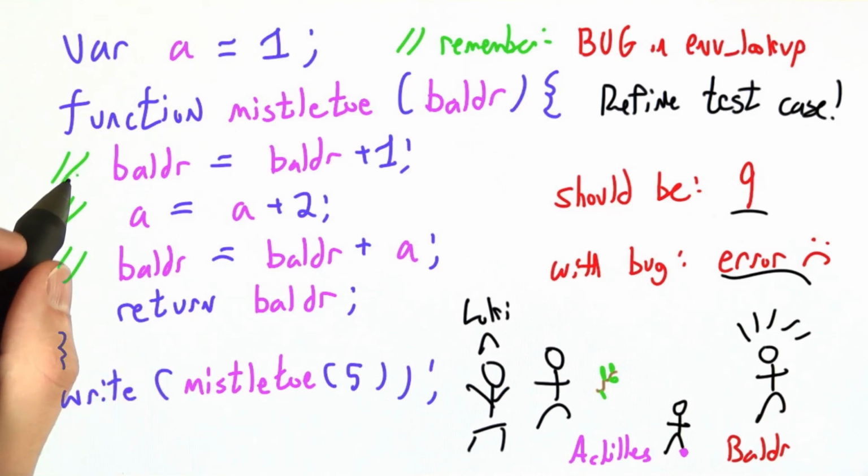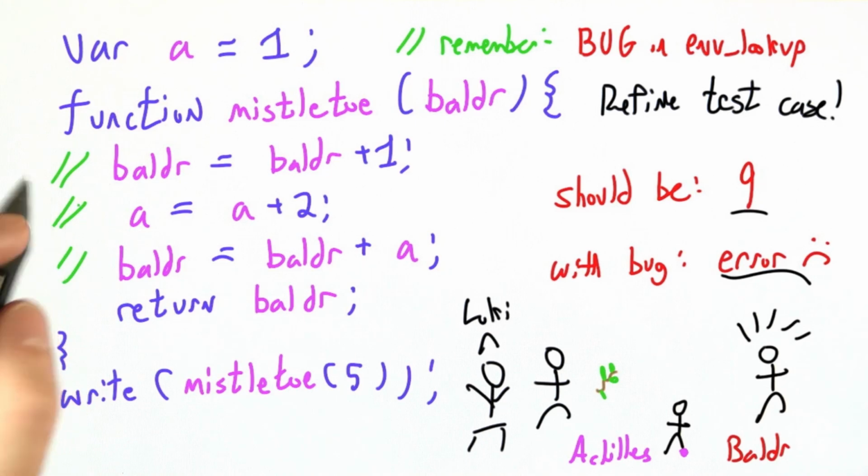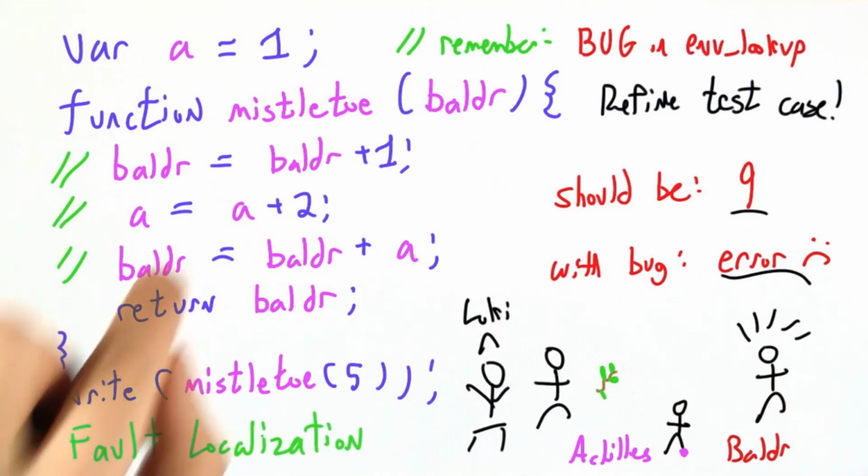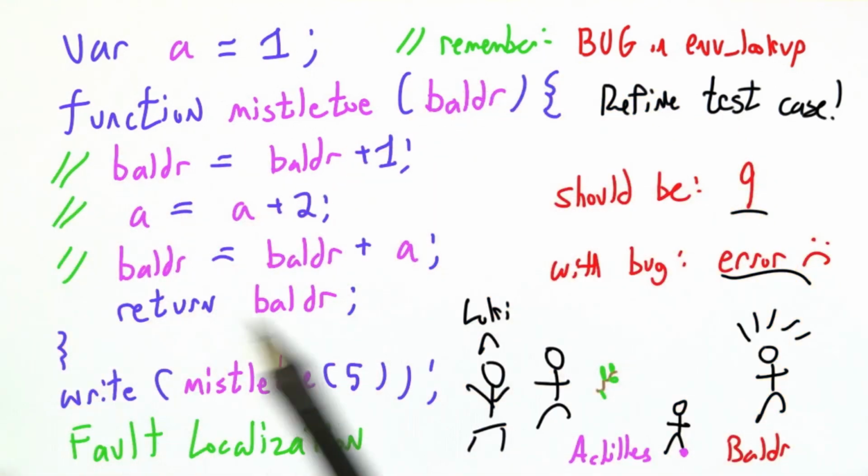So now we know the bug is triggered or the problem lies in one of these 3 lines. This is sometimes called fault localization because we're trying to zoom in on, localize, where the problem is.